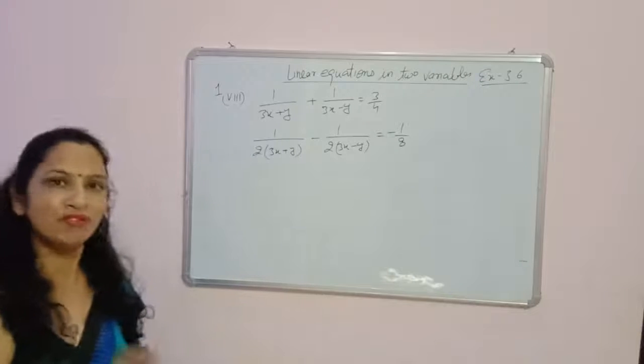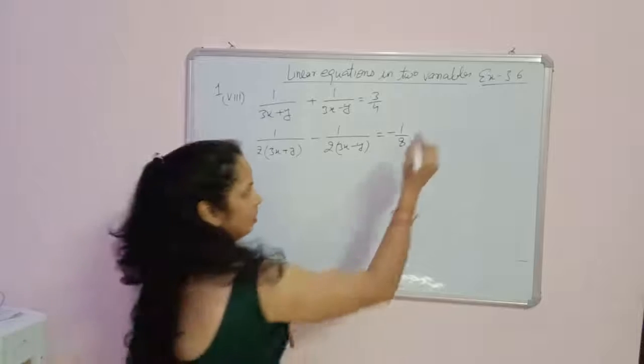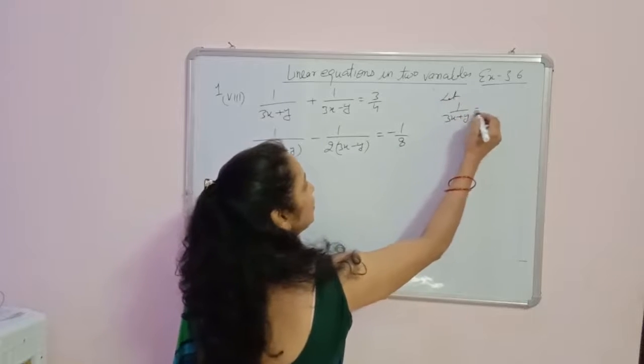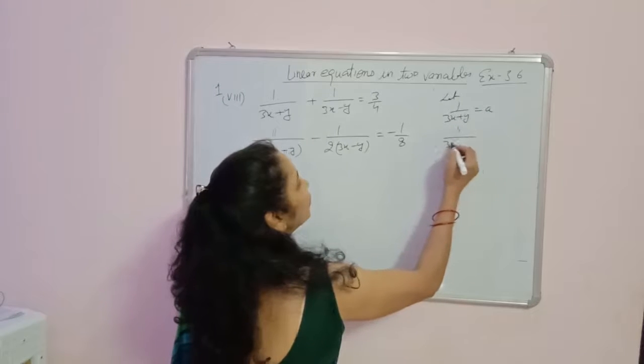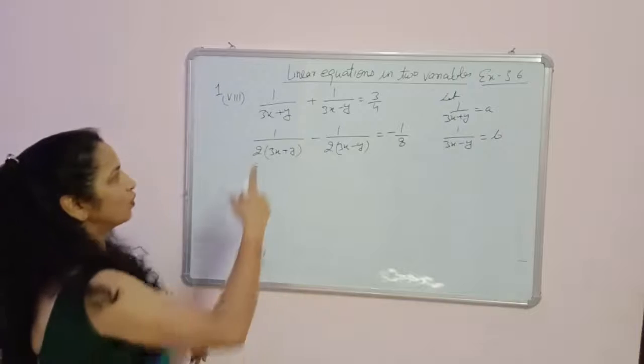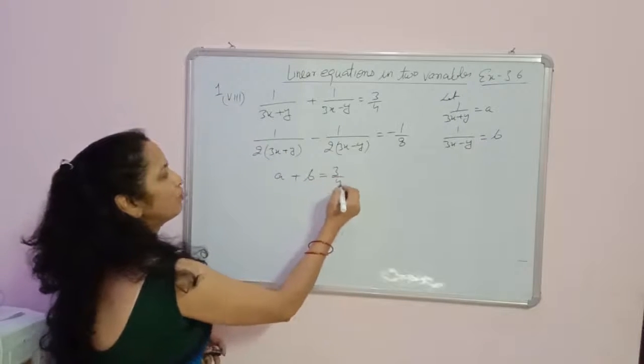Now what will you do? First you will take 1 upon 3x plus y as a constant like a. So you will say let 1 upon 3x plus y is equal to a and 1 upon 3x minus y is equal to b. Okay, so what can we write here? It is a plus b is equal to 3 upon 4.